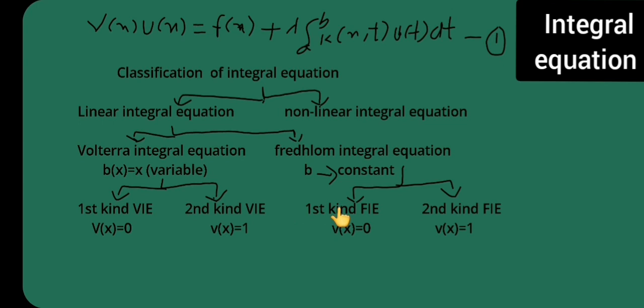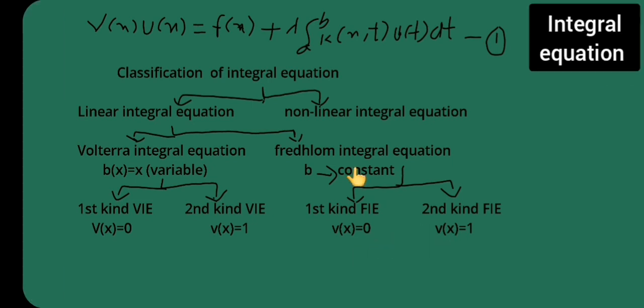Next is my Fredholm integral equation again. So first kind is what? v of x is equal to 0, then you say it is a first kind Fredholm integral equation. And when my value of v of x is equal to 1, then I can say it is a Fredholm integral equation of second kind. Okay. So here we are done with the classification of integral equation.